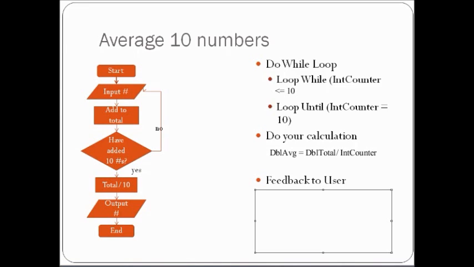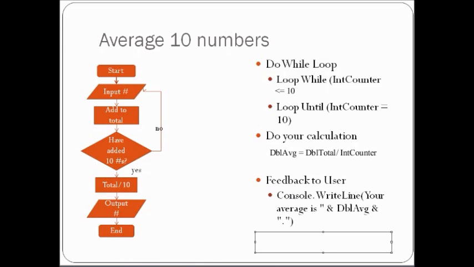So then we need to give feedback to the user. And here I've combined a write line with a variable. Put your average with quotation marks around it, and then plus double average, and then a period. So I just want to show you how you can do that. Oh, I forgot the quotation marks up here. We'll just have to add that.